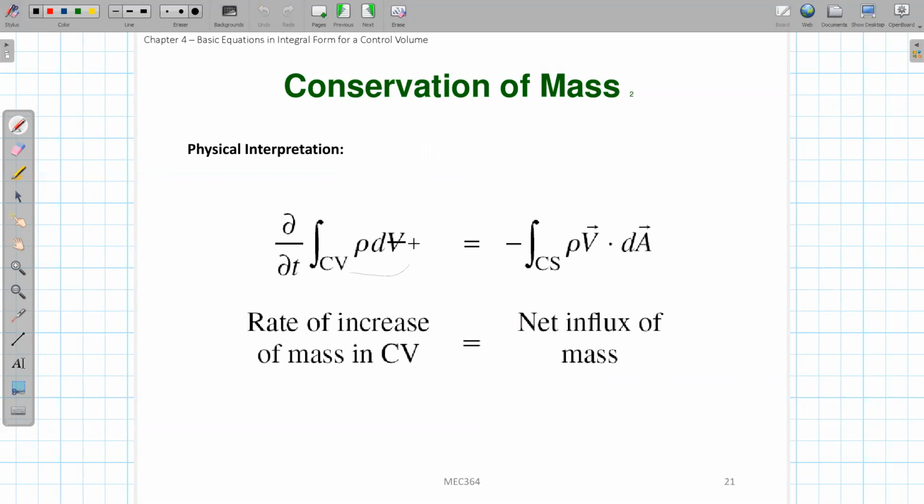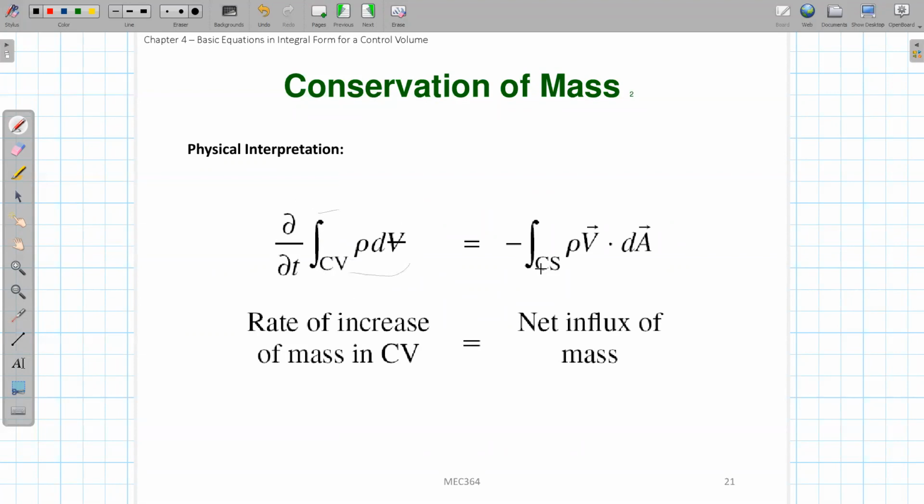So this integration will give you the total mass inside this control volume, and you have the partial t, which means this is the rate of change of the mass inside the control volume. So if this value becomes larger than 0, your mass will increase. If this value becomes negative, that means the mass inside your control volume will decrease.